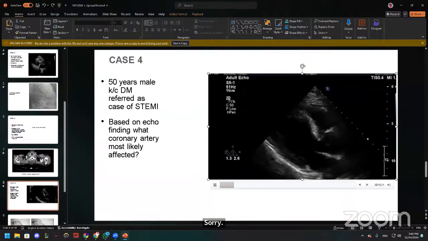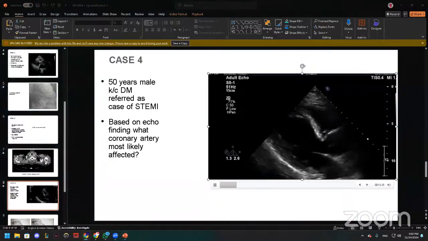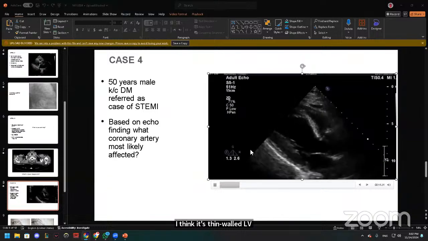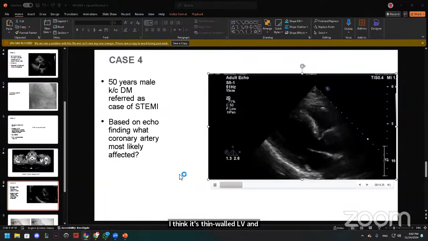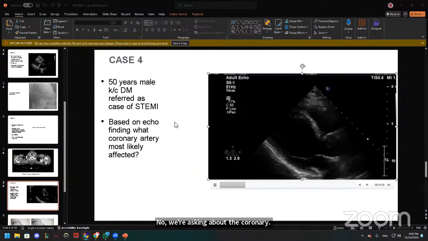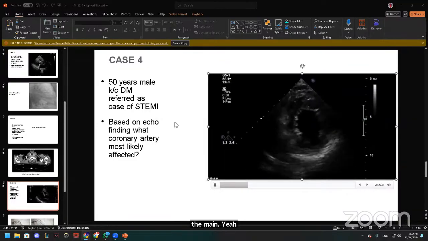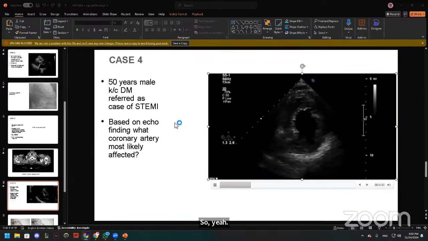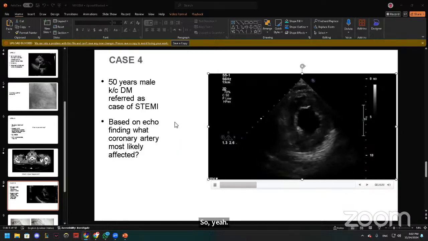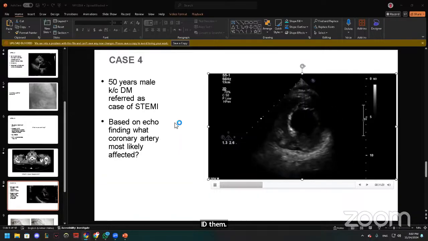I think it's a thin-walled LV. No, we're asking about the coronary. So yeah, I mean the finding is going to be maybe the anterior wall and the LV is involved, maybe the LAD then. So you think it's the LAD territory, right? Yeah, exactly. You're right.